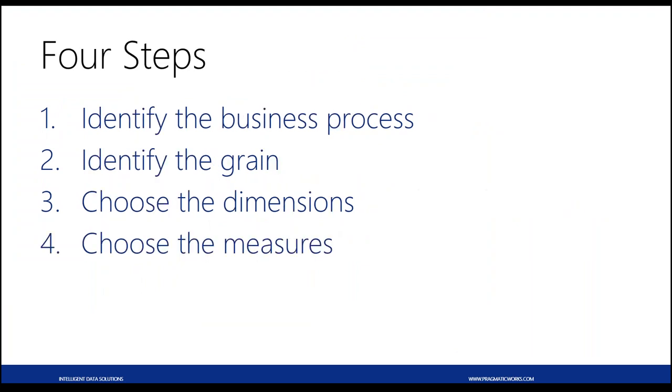The four basic steps to designing your star schema are: identify the business process. And when we say business process, we're specifically talking about business process, not business department. We want to identify the grain: what does one row in the fact table represent? Then we want to identify the dimensions. And if we get to this step and we decide, oh, we need a dimension that isn't represented by our grain statement, we need to go back to step two and talk about the grain. And then if we make a change to the grain, we'll come back to step three, choose the dimensions and the attributes, and continue development from there.